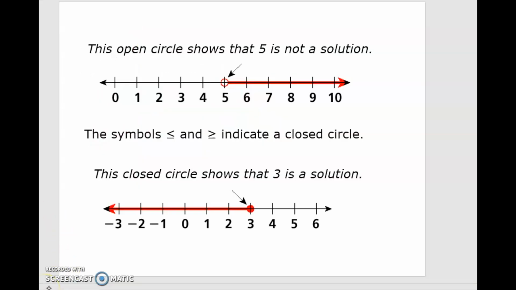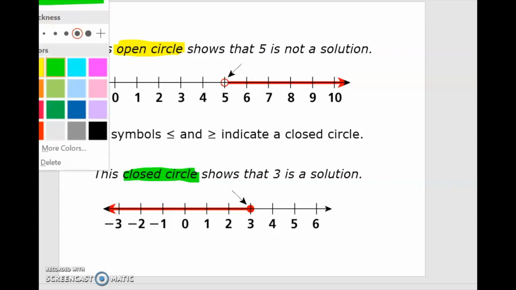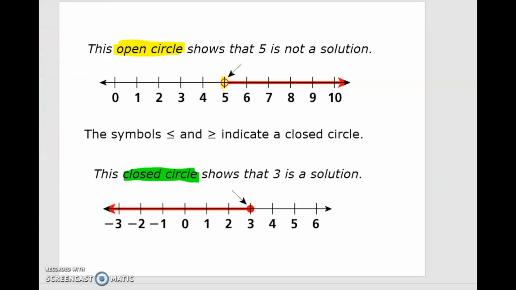Okay, now we're going to look at the graph of this inequality. So when we graph an inequality, we're just drawing all the numbers on the number line that are solutions. So the first thing we're going to look at is the idea of an open circle versus the idea of a closed circle. So an open circle, as you can see on our graph, is when the circle is actually not colored in.